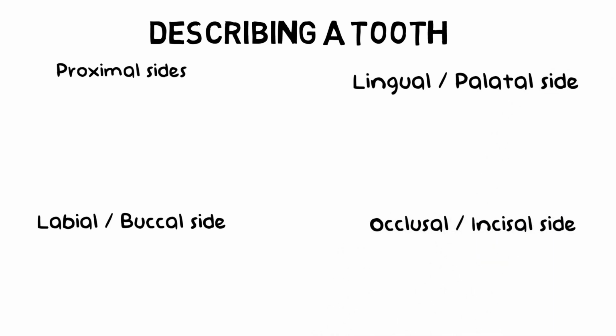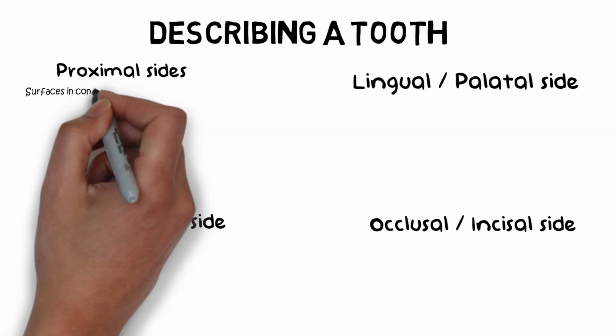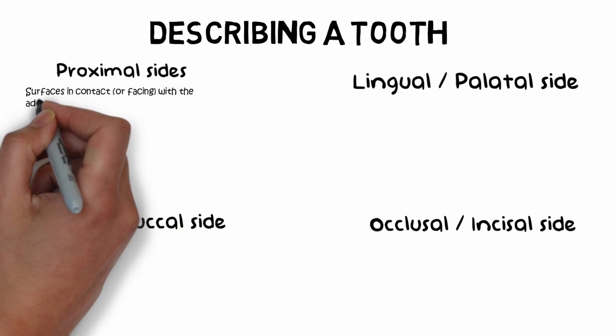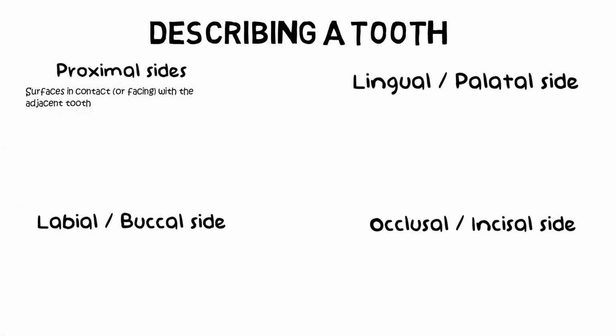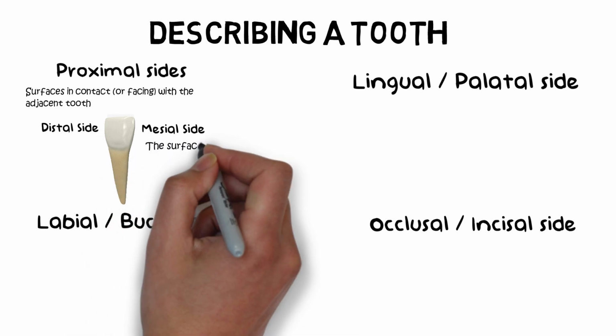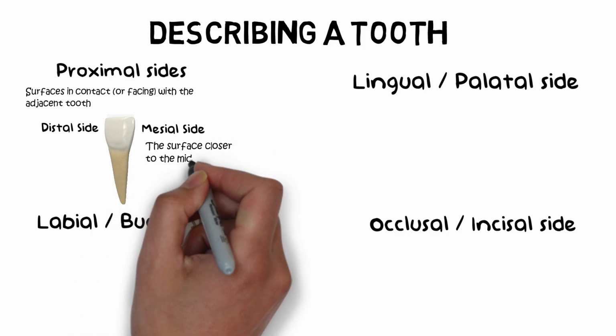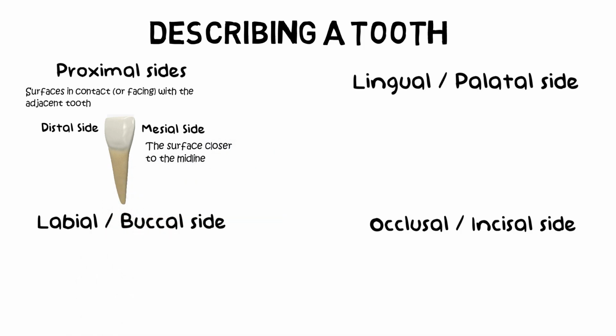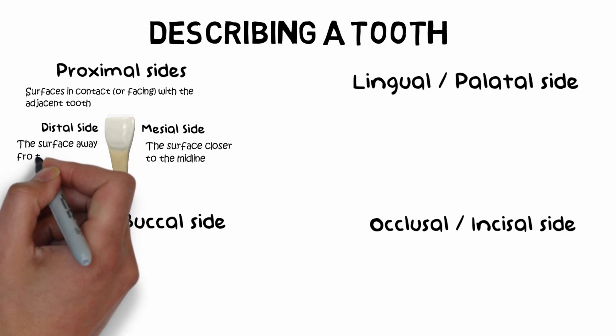The term proximal implies to those surfaces of the tooth which are usually in contact with the adjacent teeth. Hence, this includes 2 sides, the mesial and the distal side. The term mesial is used for those surfaces of the tooth which are towards the midline, whereas the term distal is used for those surfaces which are away from the midline.